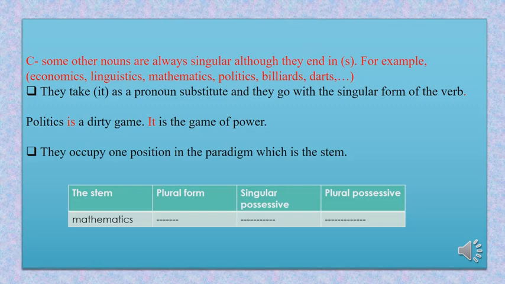Since these nouns are always singular, they take it as a pronoun substitute. In addition to that, when they come as the subject of the sentence, they go with the singular form of the verb.